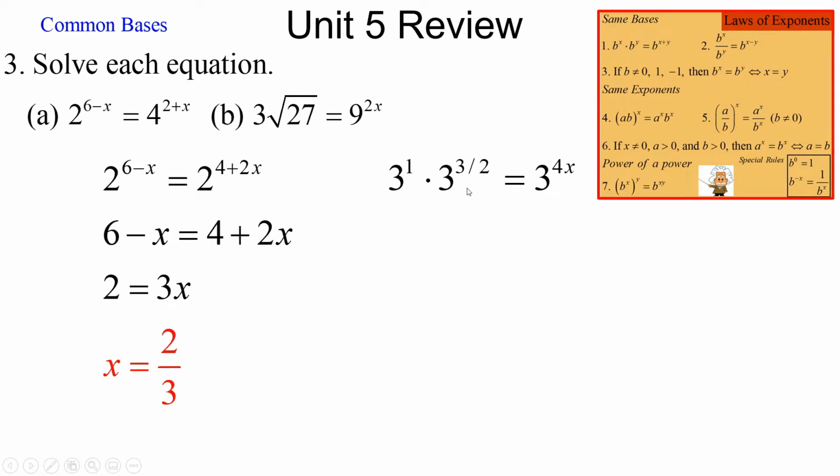Now let's clean up the left a little bit. So 3 to the 1st times 3 to the 3/2, we add those exponents. So 1 plus 3/2 would be 2 over 2 plus 3 over 2. That's a 5 over 2. All right, and now we have common bases. We have an exponential function with common bases, and the only way this can be a true statement is if 5/2 equals 4x. Divide both sides by 4, and you're going to get x equals, well, 5/2 divided by 4 would be 5/8. Wonderful.